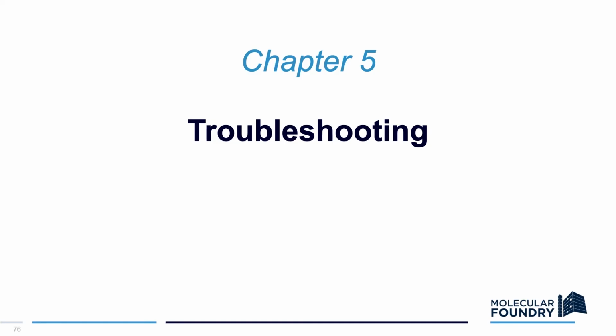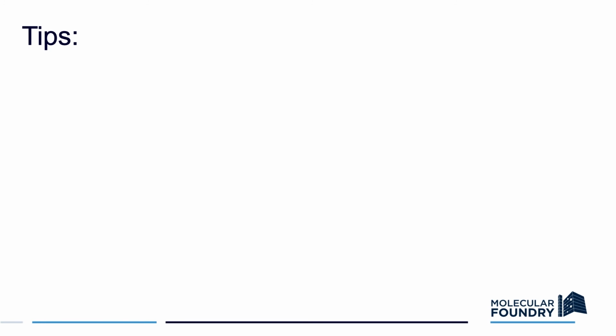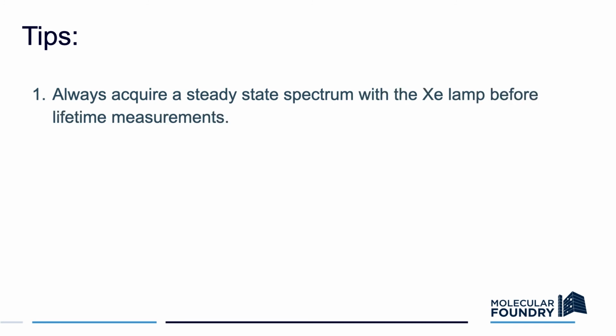Chapter 5, Troubleshooting. The Edinburgh spectrometer is pretty easy to use, but here's a few tips that will help you avoid common problems and increase the quality of your data. It's usually a good idea to measure a steady-state spectrum using the xenon lamp first before you move to the pulsed laser. If your sample is dim, you may be able to see the emission spectrum more clearly using the xenon lamp.